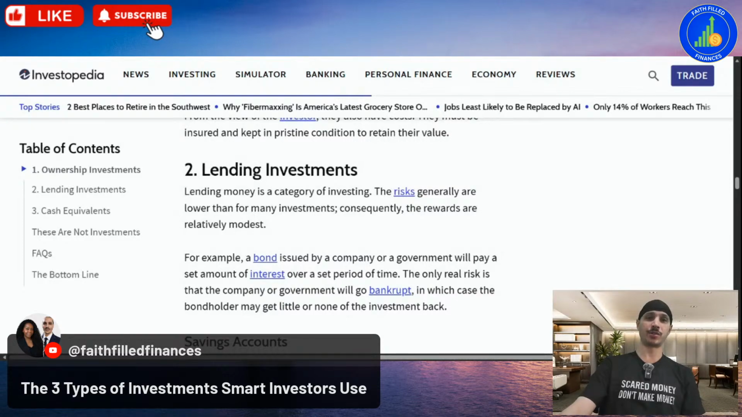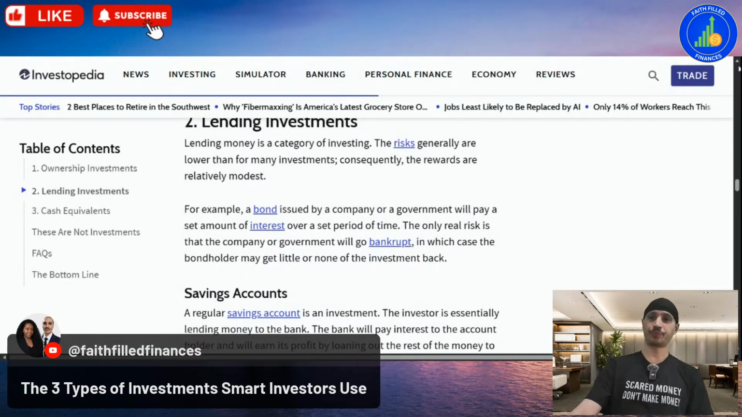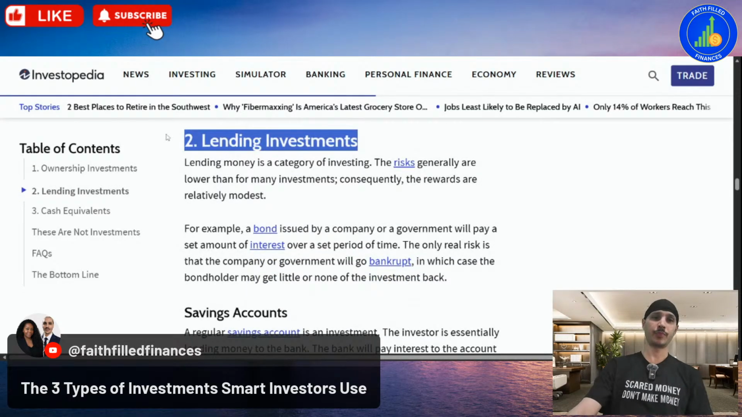Number 2, the second type of investment smart investors use: lending investments. Lending money is a category of investing. The risks generally are lower than for many investments. Consequently, the rewards are relatively modest.